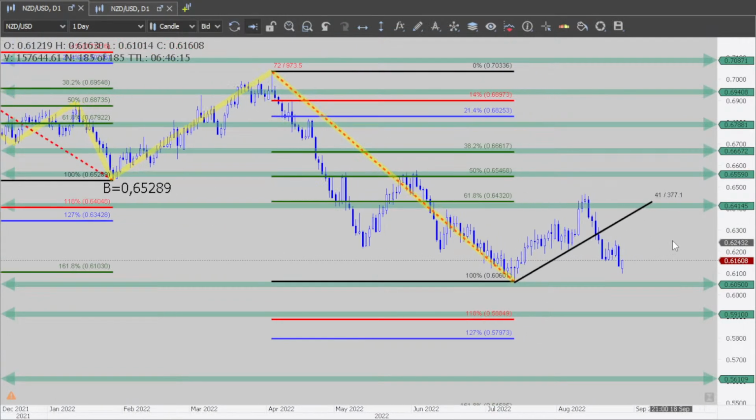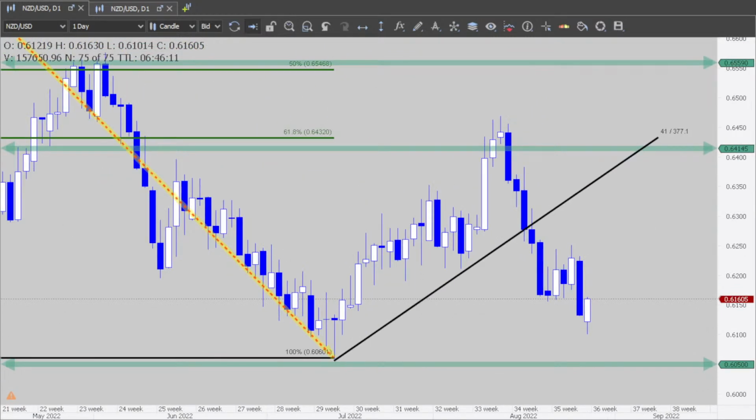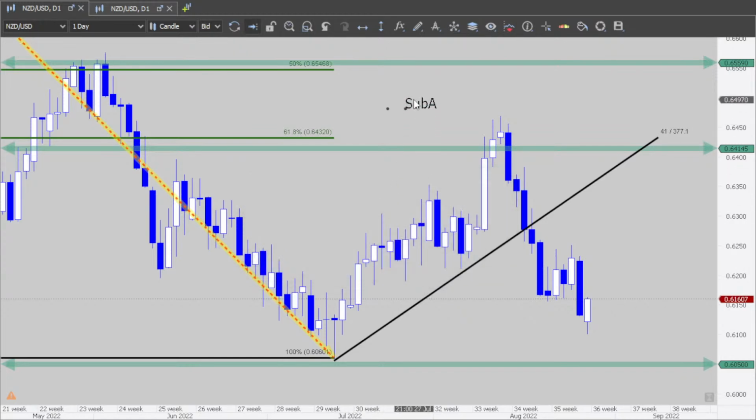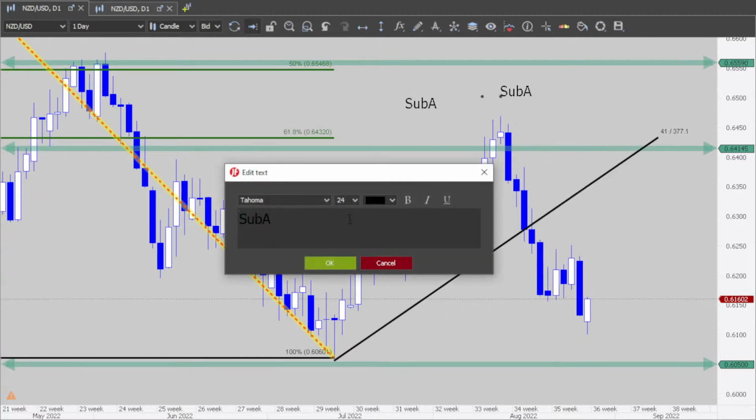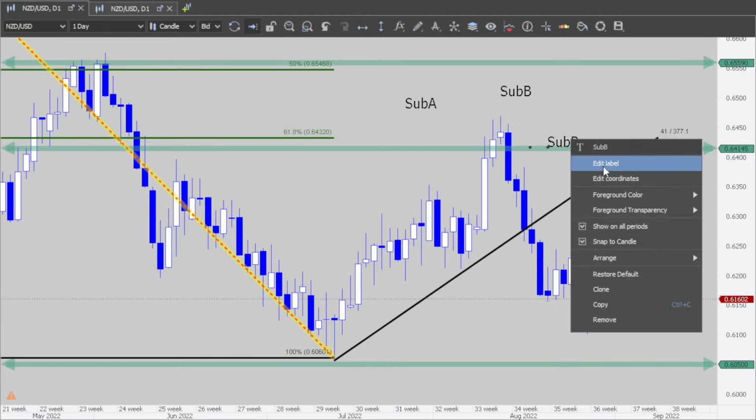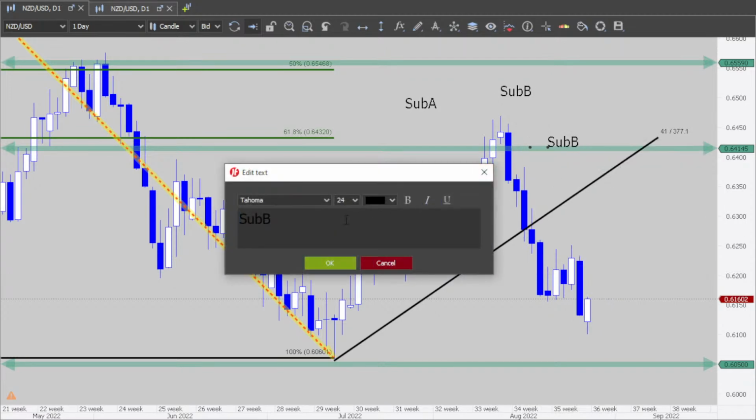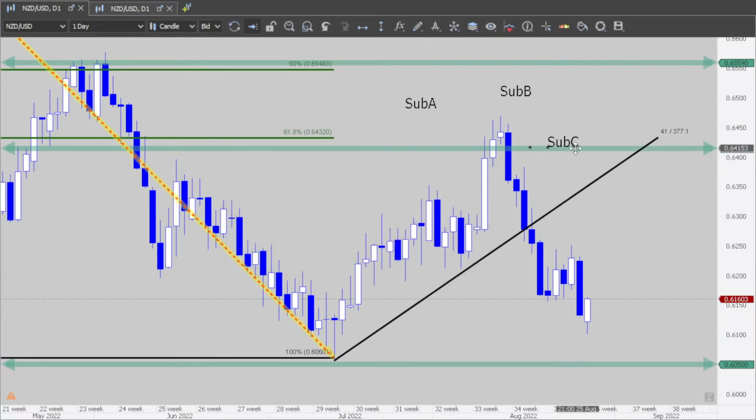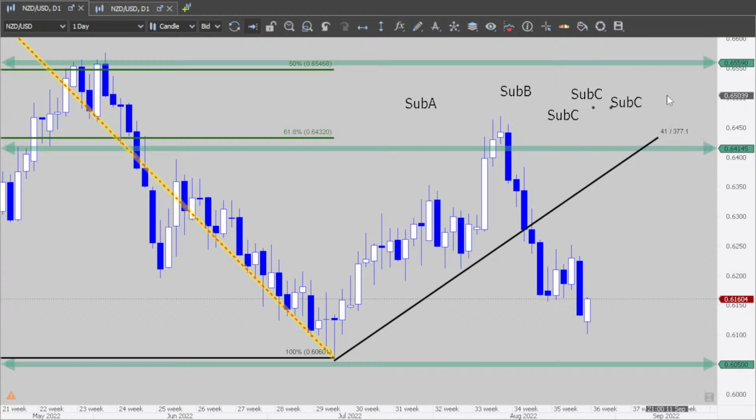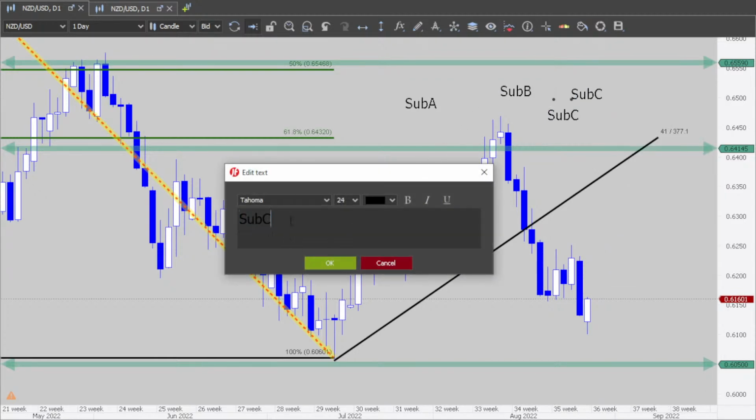Okay, now the contrarian, talking about the sub A, sub B, sub C, sub D. Everybody, we're going to go in here and add text. We're going to have the sub A, then clone, and we are going to have the sub B. Clone again, edit label sub C, and one last time clone for sub D. Sub A, sub B, sub C, sub D.